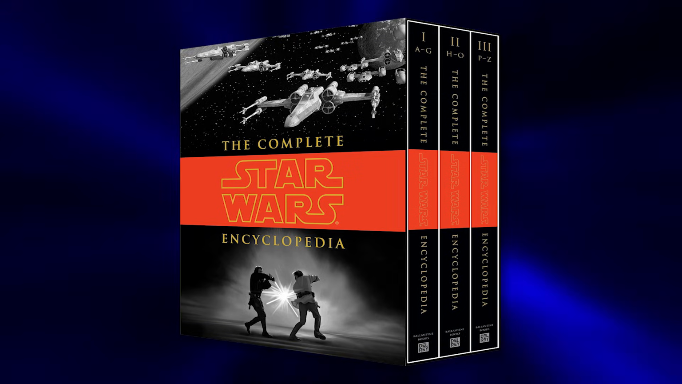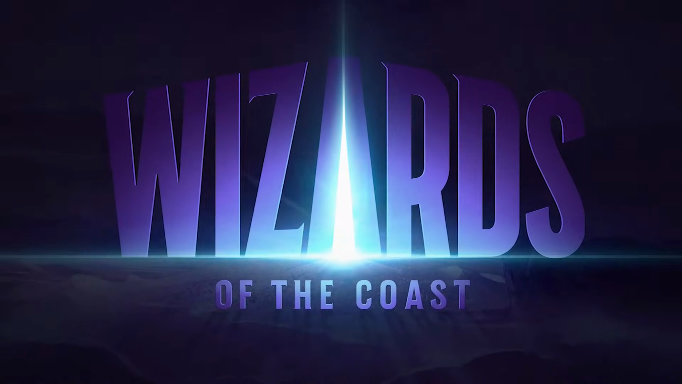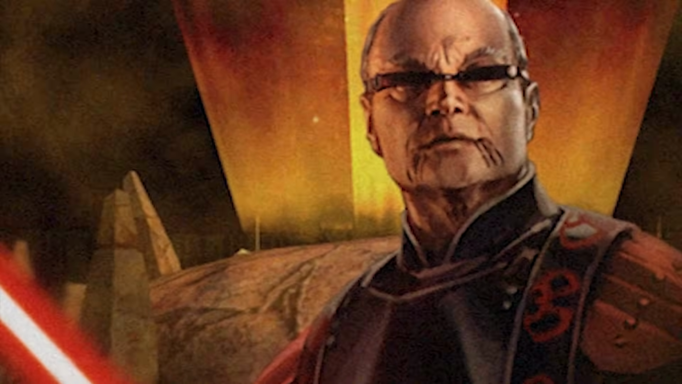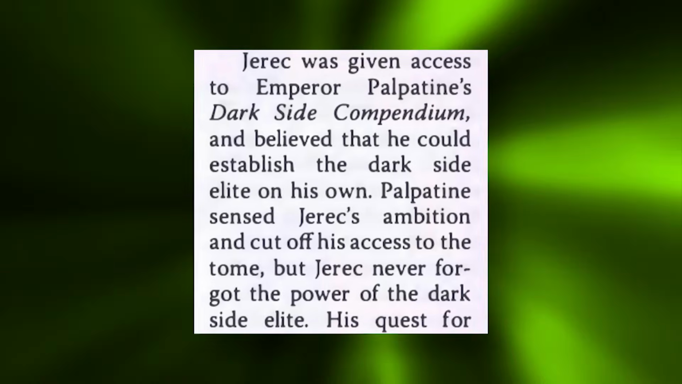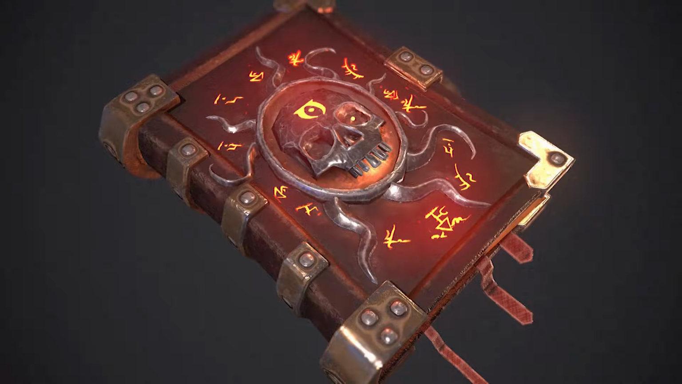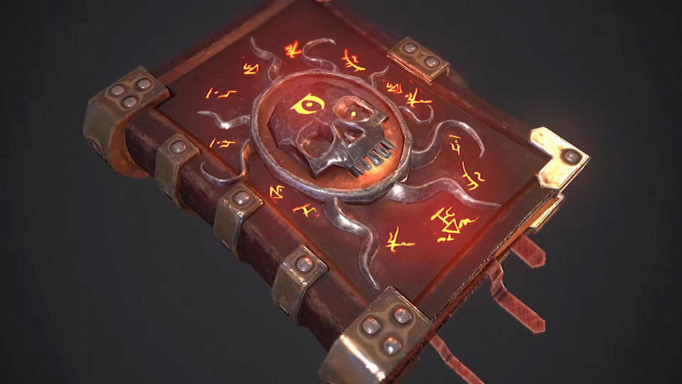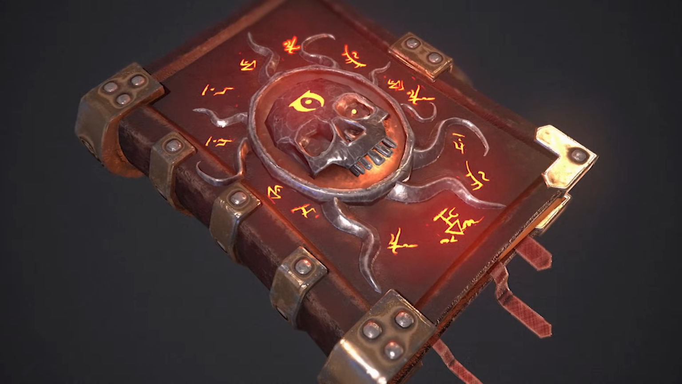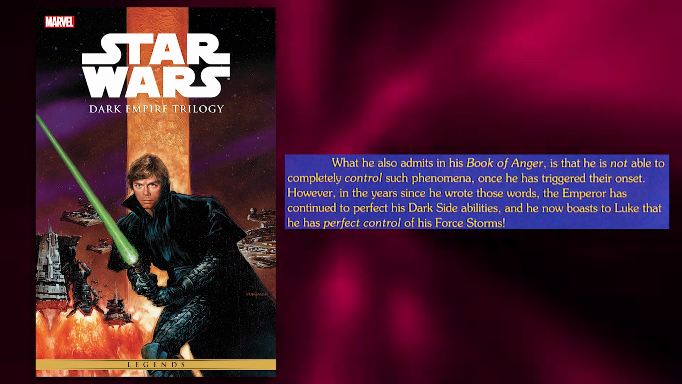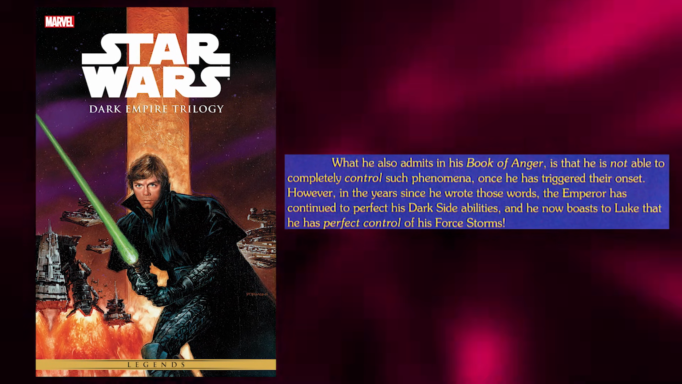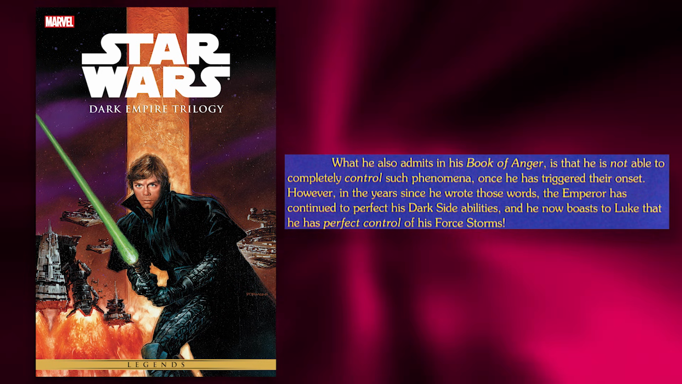It is as well stated both in the Star Wars Complete Encyclopedia as well as the Wizards of the Coast website that the Darkside acolyte Jarek was privy to the Darkside Compendium before having his access to it revoked by Sidious out of fear. The Darkside Compendium being the collection of Darkside lore books written and collected by Sidious, featuring the Book of Anger. It is as well stated in the Dark Empire endnotes themselves that it was many years prior to the events of Dark Empire when Sidious first claimed to create a Force storm.